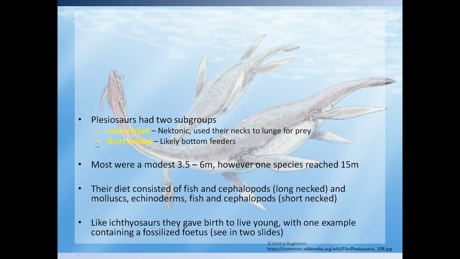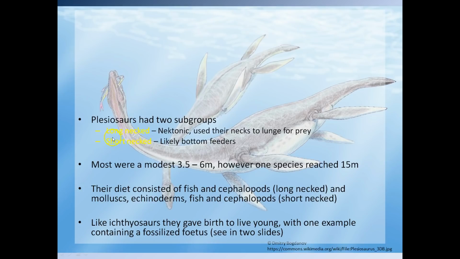So the long-necked plesiosaurs were likely nektonic, and they probably used their long necks to lunge at their prey, a bit like a snake. When a snake's going to attack something, it lunges at it. Chances are these long-necked plesiosaurs would have done the same thing. They would have just been swimming along, would have spotted something, and they would have just lunged and tried to grab it.